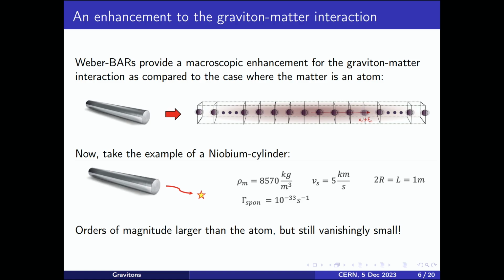Say we prepare the Weber bar in the n equals 1 Fock state. Then the rate at which a single phonon will be annihilated and a single graviton will be created in the gravitational field vacuum is 10 to the minus 33 hertz. This is orders of magnitude better than the rate for a single atom, but still vanishingly small. So we won't be able to detect this transition.